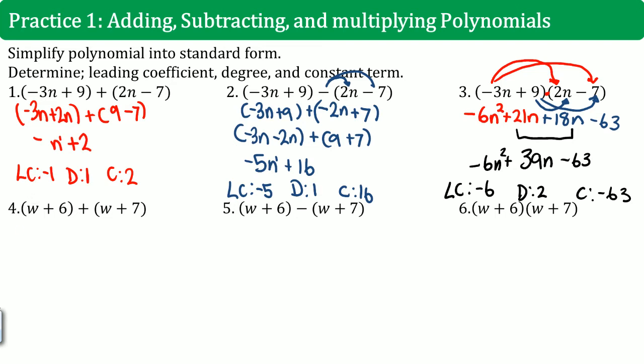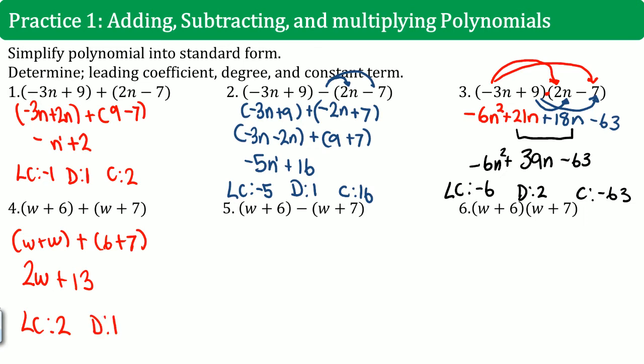We have w plus w, then plus 6 plus 7, all right? Because the w's add together because they both have the same exponent of 1. w plus w becomes 2w, plus 6 plus 7 becomes 13. Leading coefficient is a 2. The degree here is a 1, because the exponent here is 1, and the constant is 13.